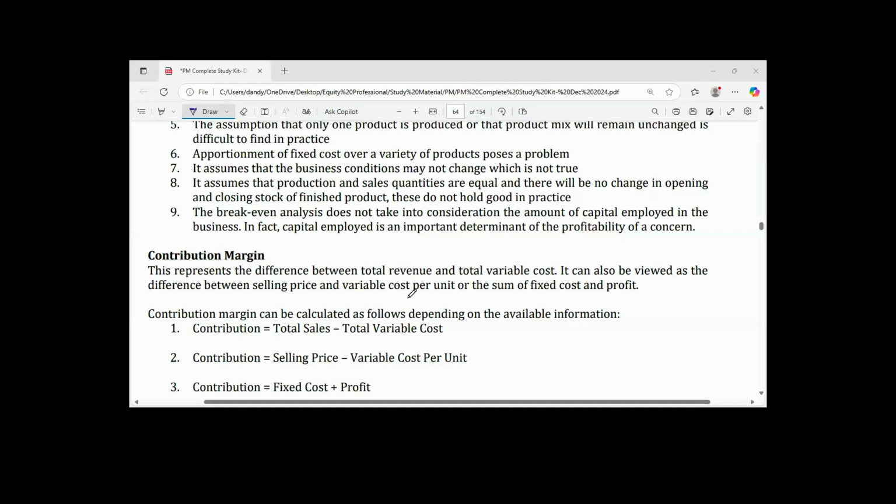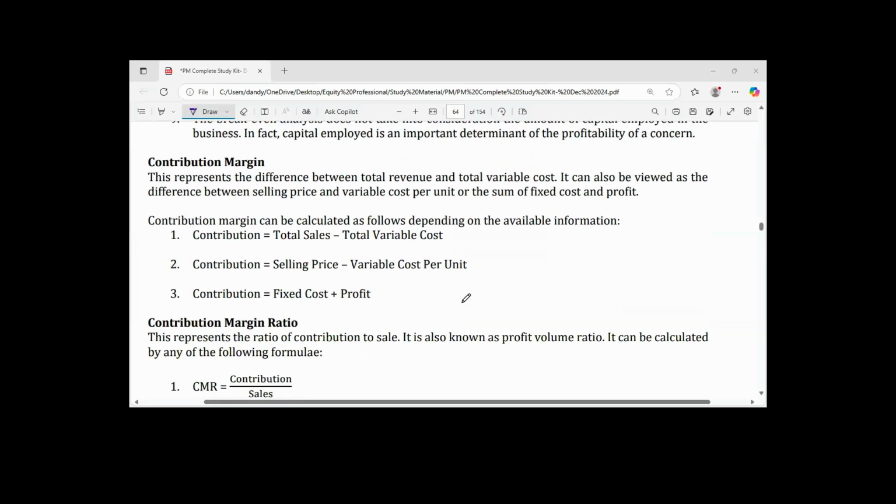Therefore, how do you compute contribution margin? From the definition I just gave you, depending on the information available, contribution can be calculated as total sales minus total variable cost.